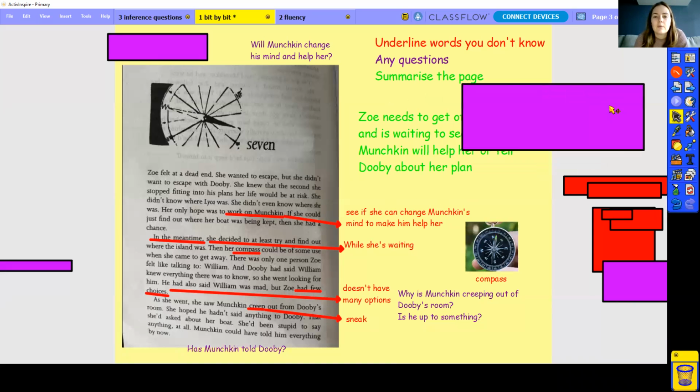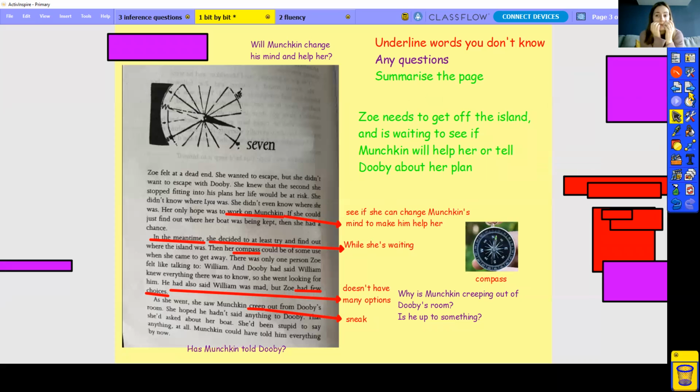So then let's have a summarise of this page. What happened on this page here? Zoe needs to get off the island. She's waiting to see if Munchkin will help her or tell Doobie about a plan. That is all this page is about. She's sort of waiting. It's a bit of an in-between stage. She can't really do much at the moment except talk to William, which hopefully we'll find out a little bit more about on the next page.